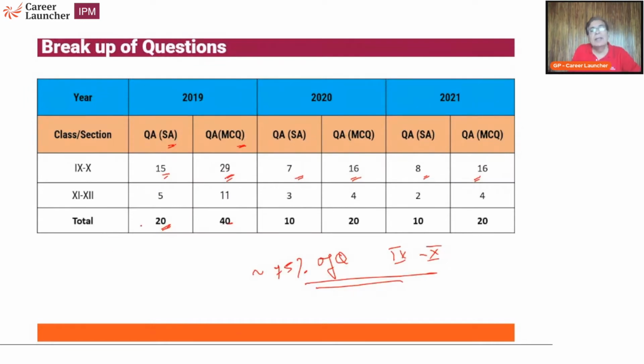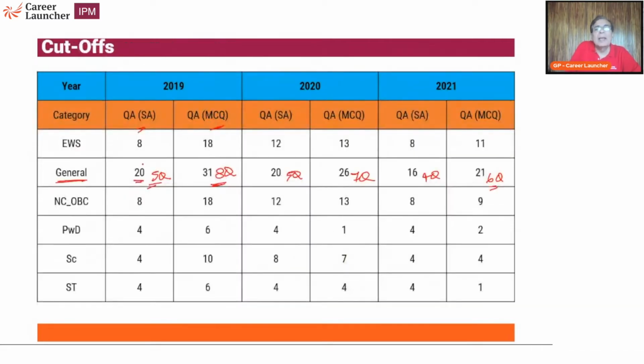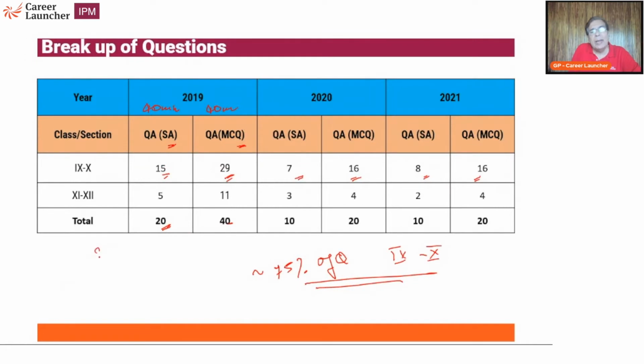In short answer, you have 40 minutes, and in MCQ also you'll have 40 minutes. So let me say I don't want to limit myself to 5 questions. Let me try to do 8 questions. So if I have to do 8 questions in short answer, I will have 5 minutes per question.